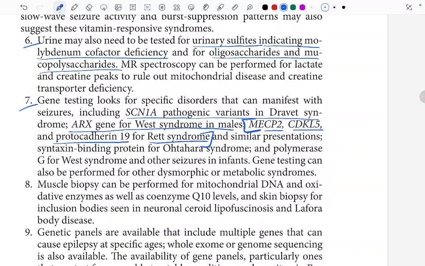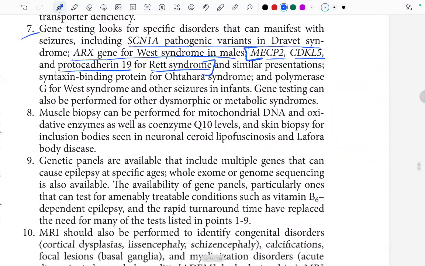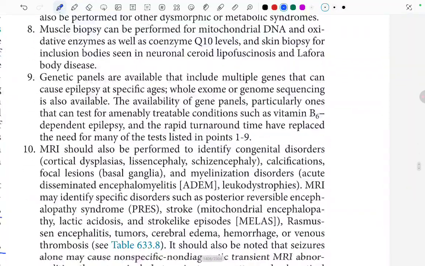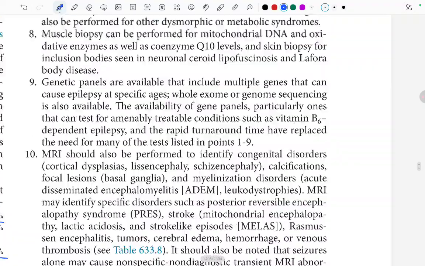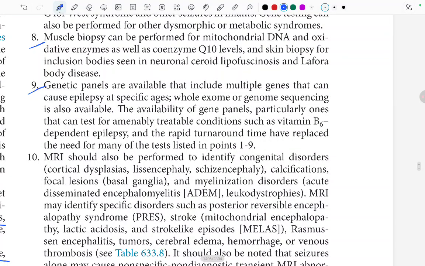Skin biopsy is done for the inclusion bodies seen in neuronal ceroid lipofuscinosis and Lafora body disease. Genetic panels are available that include multiple genes that can cause epilepsy. So in this part, muscle biopsy is for mitochondrial DNA and oxidative enzymes, as well as coenzyme Q10 levels, and skin biopsy for inclusion bodies, which are seen in neuronal ceroid lipofuscinosis and Lafora body disease.